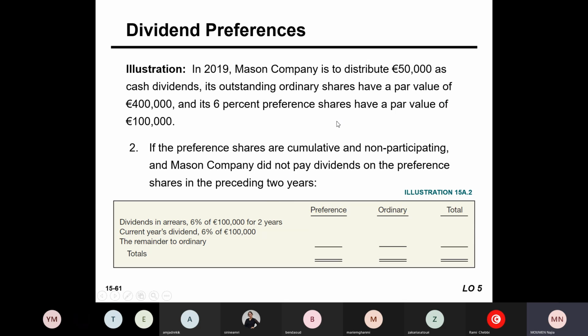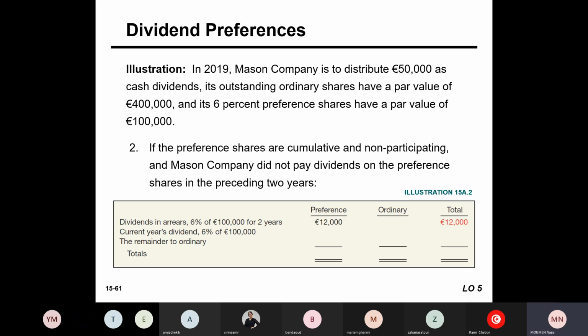So now if we decide to distribute 50,000 cash dividend, we should first of all pay preference shareholders for the 2 prior periods and also the current period. Okay, so we should first of all measure how much we have in dividends in arrears. So this is what we mean by prior years' dividends, okay? Dividends in arrears. So here we have 2 years, again 6% of this 100,000 par value. So it will be 12,000 here for the preference shares, okay?